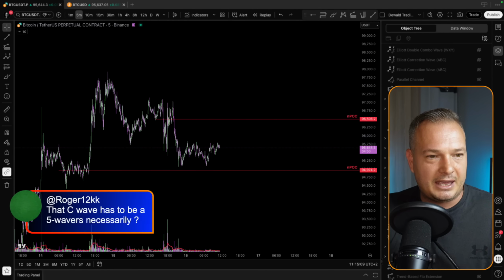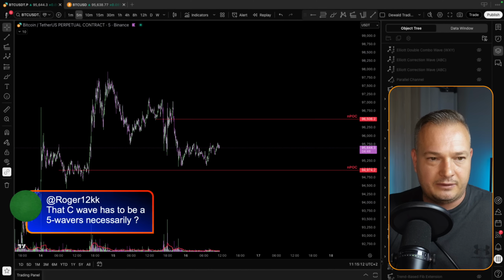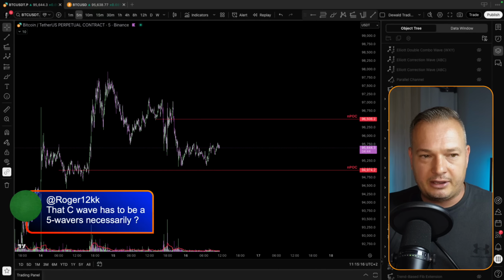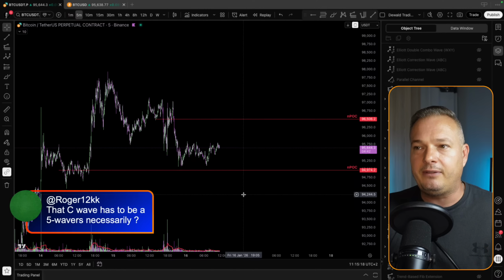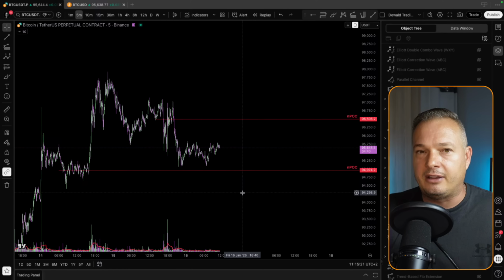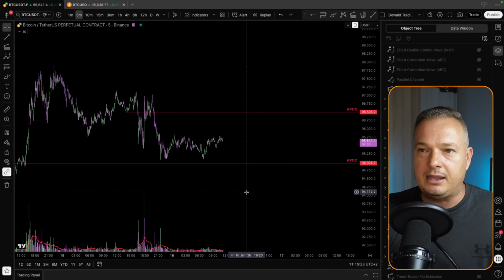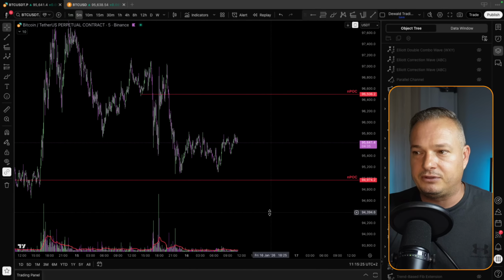Okay, that C wave has to be, wait. That C wave has to be a 5 wave necessarily? Yes, a C wave is always a 5 wave structure. It's not allowed to be any other structure. It has to be a 5 wave structure.